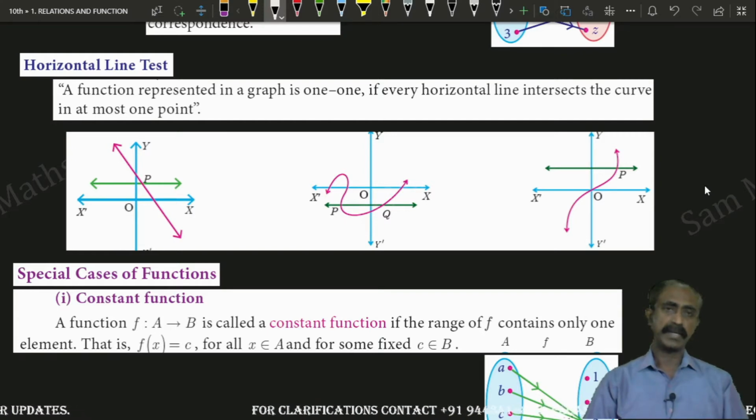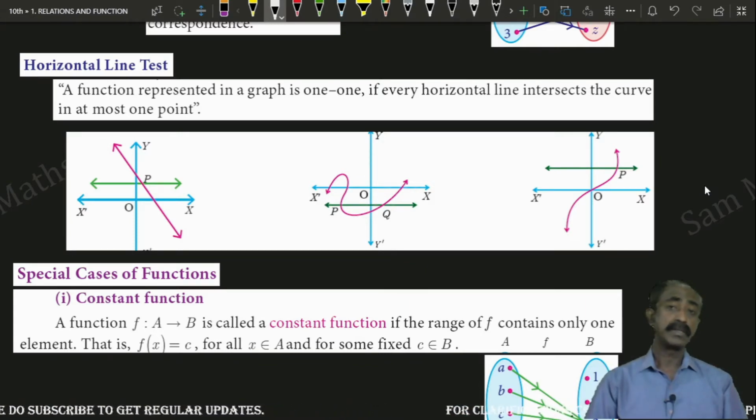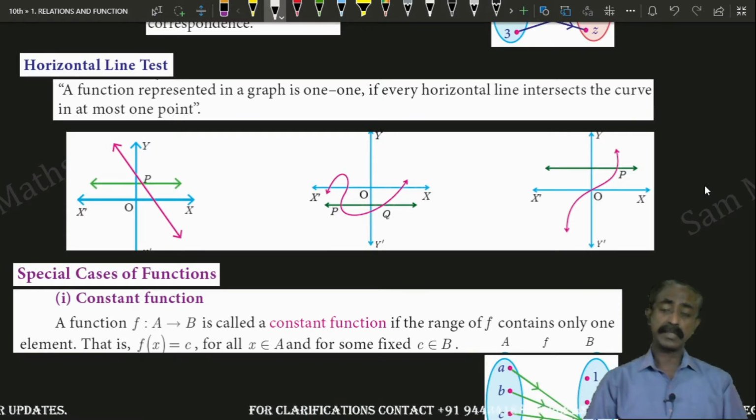In the first diagram, the horizontal line intersects at only one point, that is P. Therefore, it's a one-one function. Second one, the horizontal line intersects at 2 points P and Q. Therefore, the second one is not one-one. Like that, the third one, the horizontal line intersects at only 1 point P, which is also a one-one function.